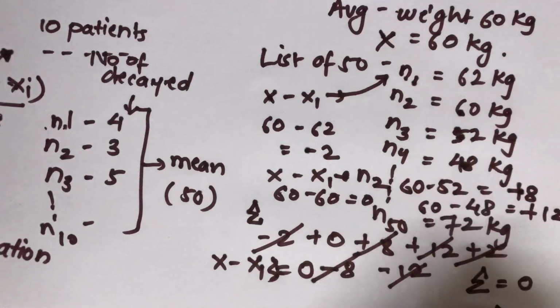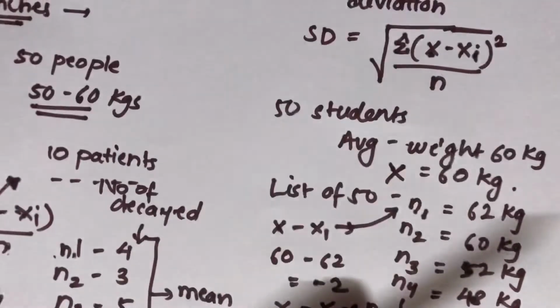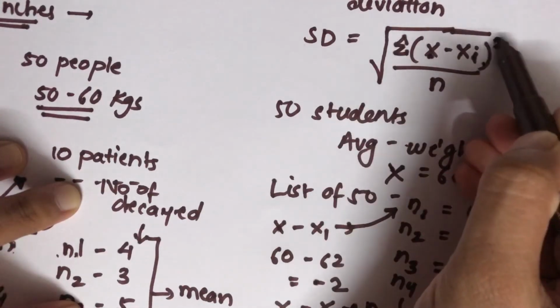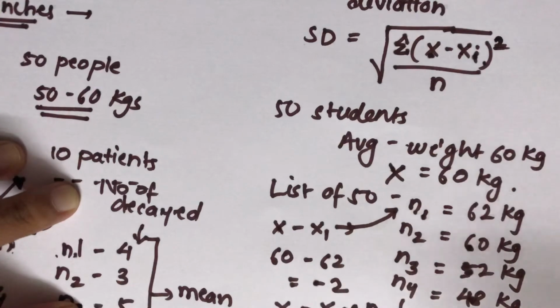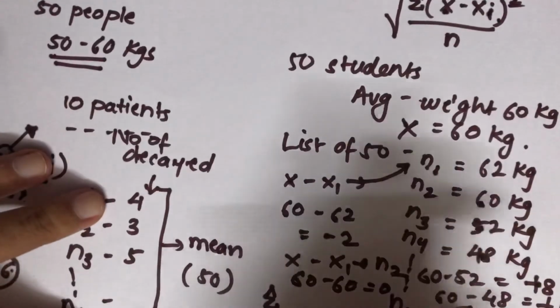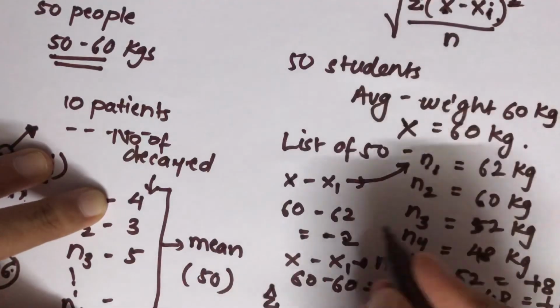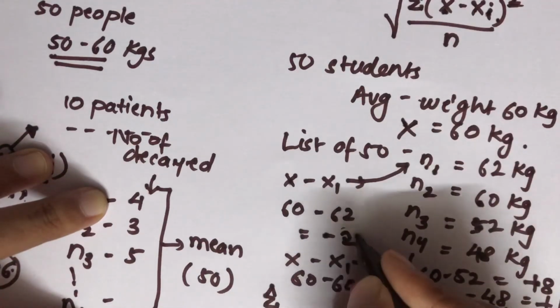And to overcome this, we are squaring it. So this is the formula that we use. Now you have seen we have calculated this part, but now this part is squared, right? So what you do is, over here it was minus 2, so you're going to square each and every unit.